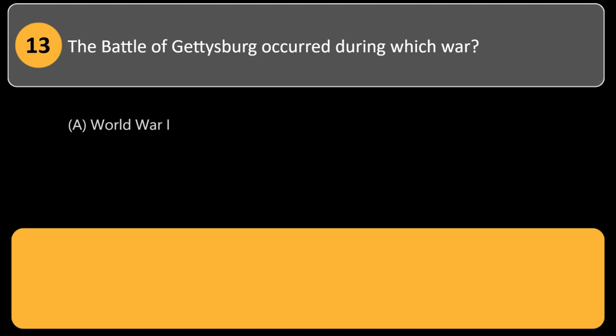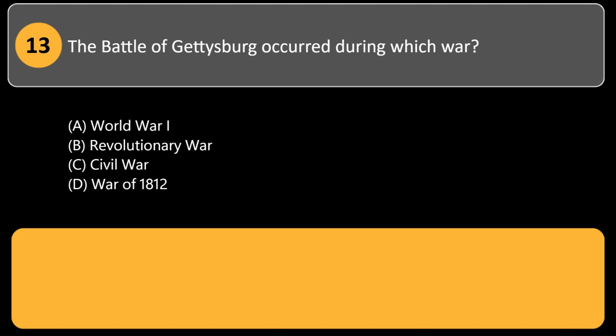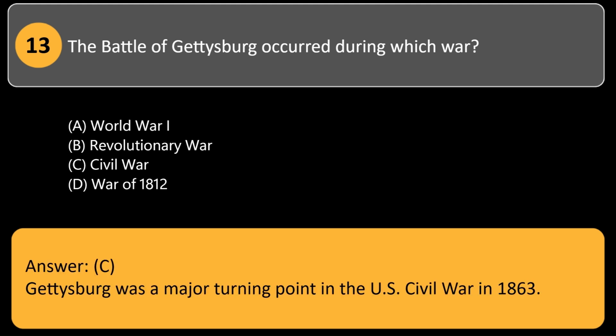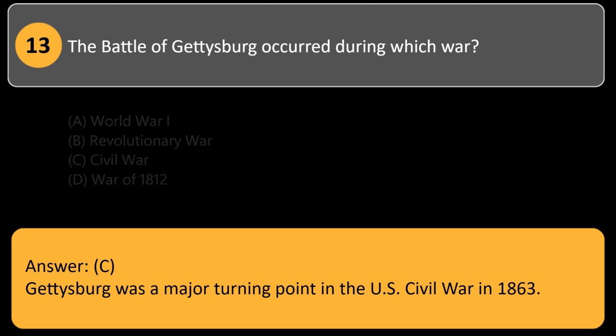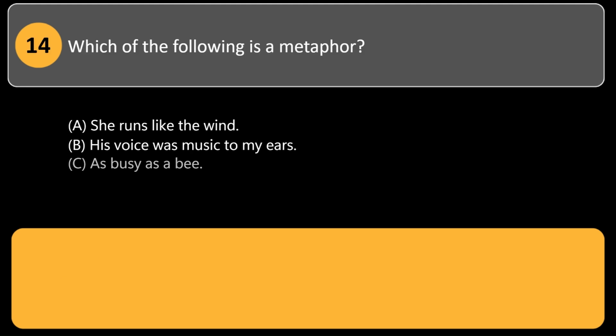The Battle of Gettysburg occurred during which war? A. World War I. B. Revolutionary War. C. Civil War. D. War of 1812. Answer, C. Gettysburg was a major turning point in the U.S. Civil War in 1863.